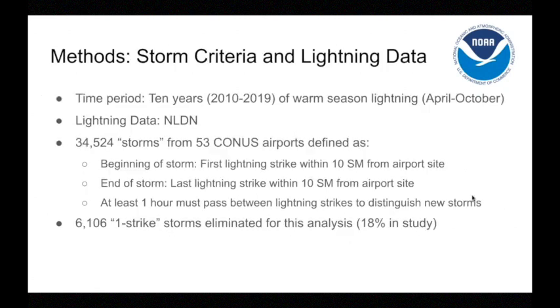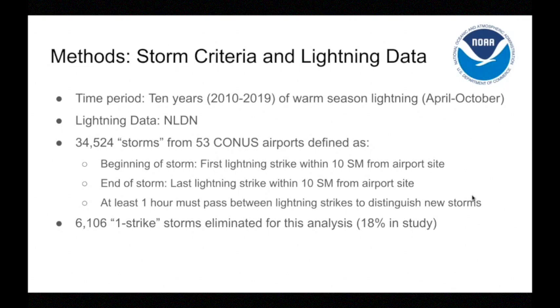So, the methods of how we got our data. First of all, our time period was 10 years, from 2010 to 2019, and we looked at the warm season lightning, which we determined was from April to October. We got our lightning data from NLDN, the National Lightning Detection Network. We ended up with almost 35,000 storms from 53 continental US airports.